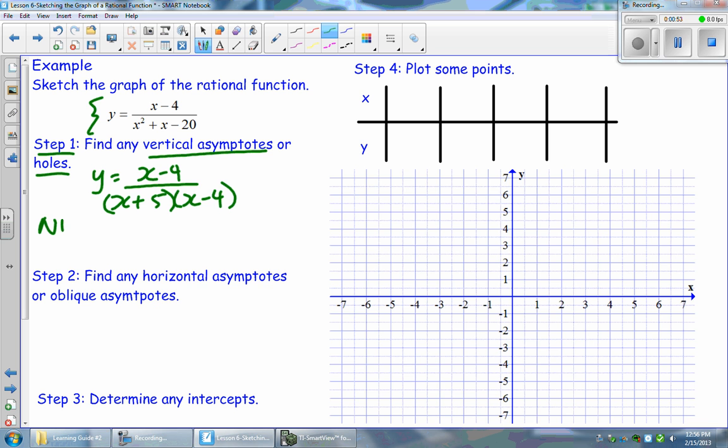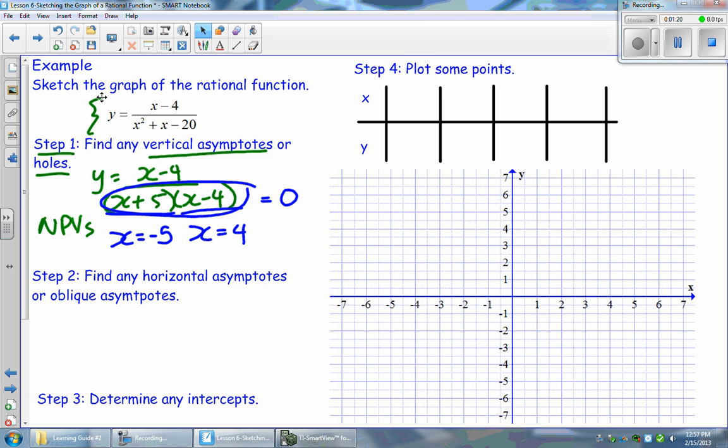Now we want to state the non-permissible values of this rational function. And remember, the non-permissible values occur when your denominator is equal to 0. So we actually have two non-permissible values here. One at x is equal to negative 5, which is from the first factor, and a second one at x is equal to positive 4, which comes from the second factor. Okay, so there are two possibilities for these here. We can have either a vertical asymptote or a hole. Those are the two possibilities.